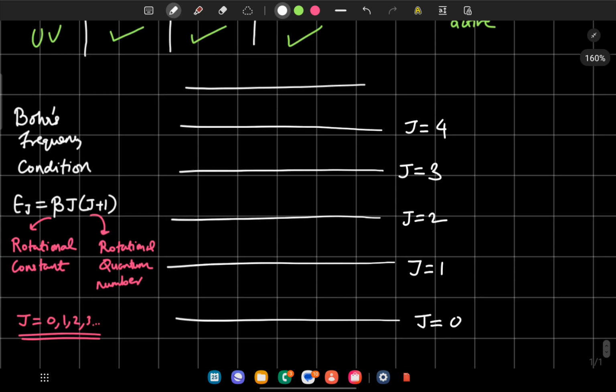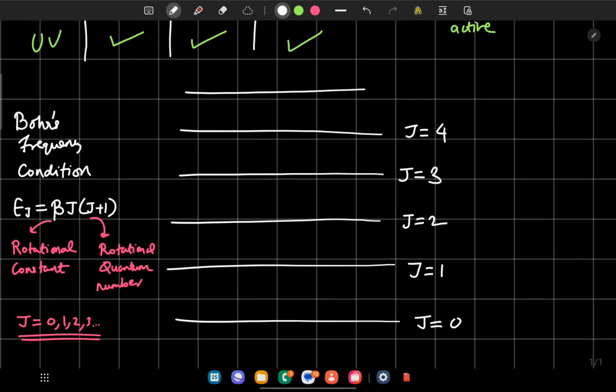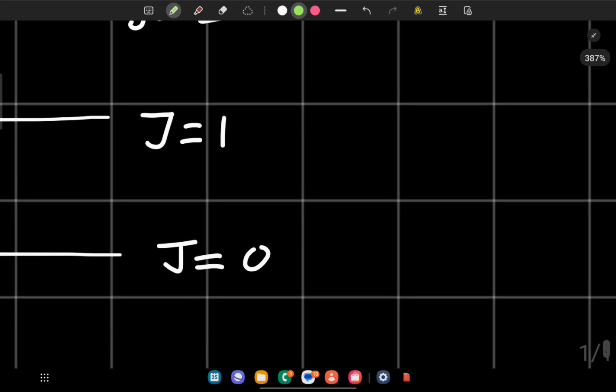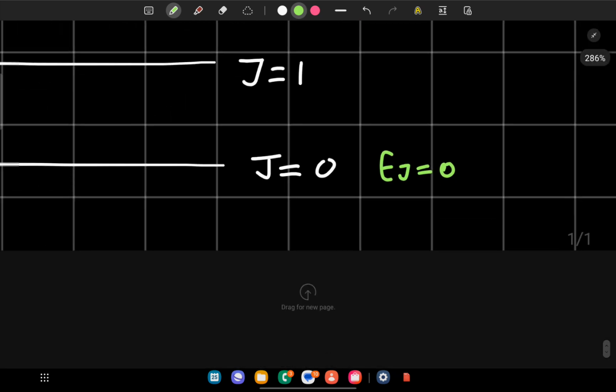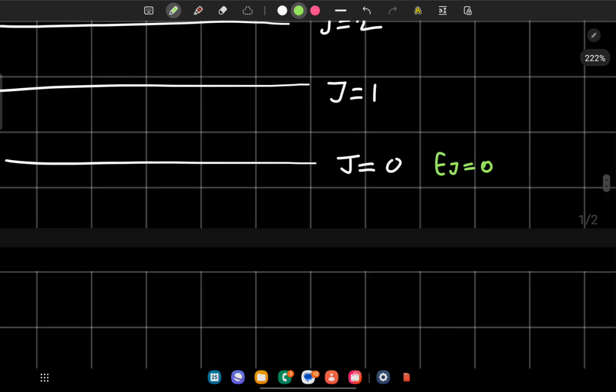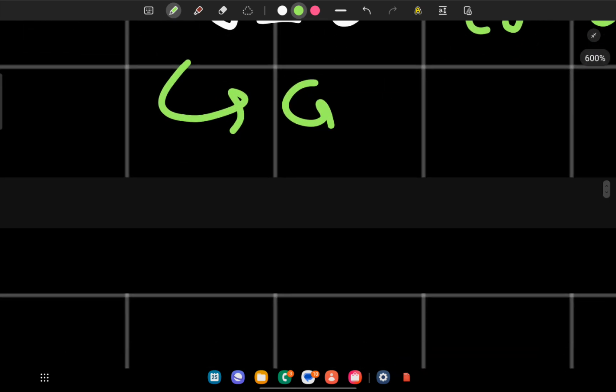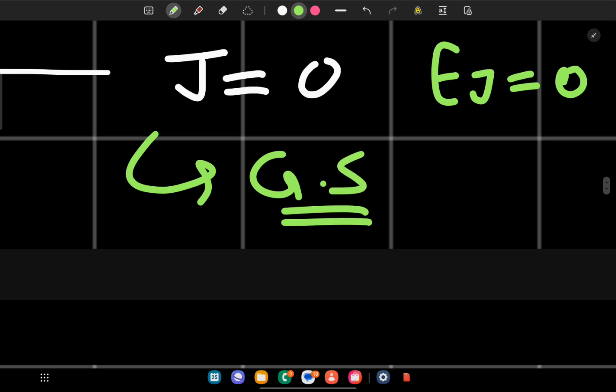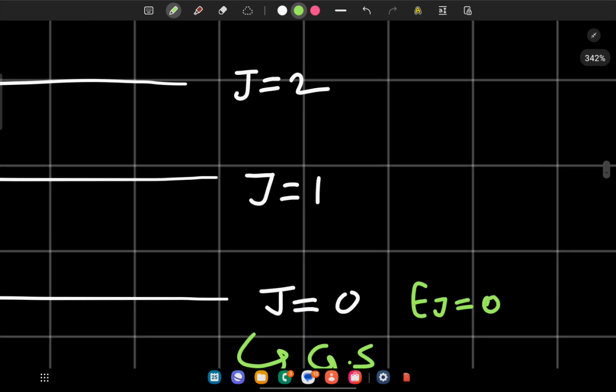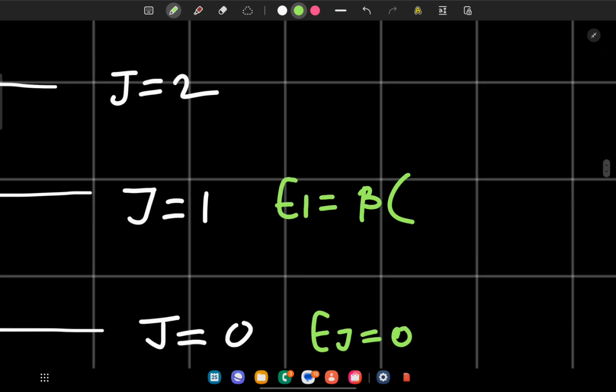If I substitute the values of these rotational quantum numbers into the energy expression from Bohr's frequency condition, I get the energy of those levels. When the value of J is equal to 0, your EJ becomes 0. So this is your ground state energy level. Then we have E1, which is beta into 2, so it is basically 2 beta.